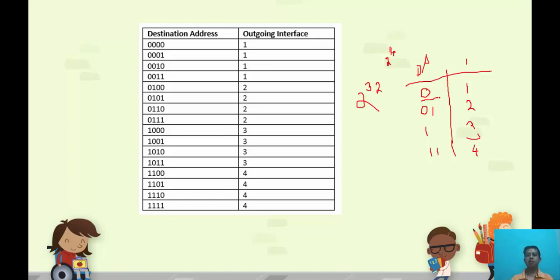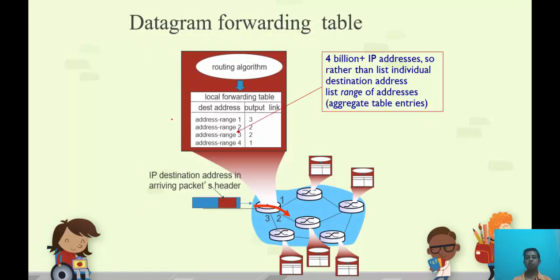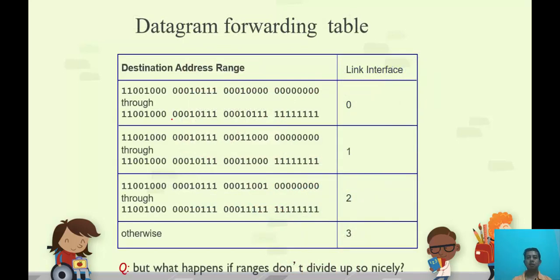This simple, single entry actually accommodates this whole range, this range of 4 addresses. So if I have any address that starts with 0, transfer it to interface 1. So this range of addresses is accommodated by this entry. Again, this entry 01 accommodates this range. Clear? So instead of having one single entry for each destination address, I can accommodate a range of addresses. Why is this required? Because there are a huge number of addresses, more than 4 billion IP addresses. So rather than listing the individual destination addresses, we list the range of addresses. Clear? So this is an example of destination range and the link interface.